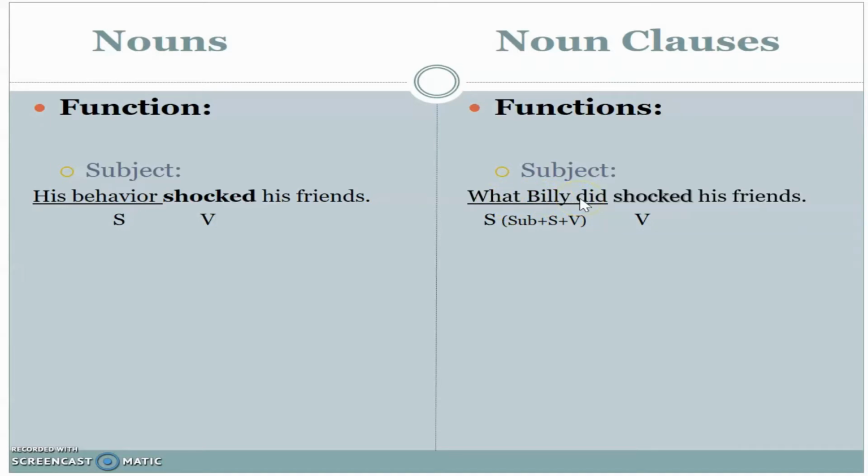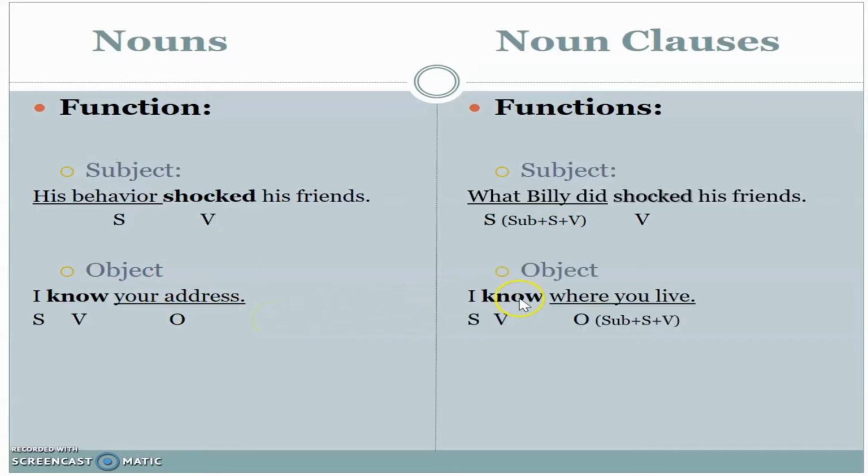So noun clauses have the same function in the sentence as any noun. It could be a subject, and it can be an object. In the sentence, I know your address, address is a direct object. The same applies to noun clauses. I know where you live has an independent clause, I know, and a dependent clause, where you live. In this case, the dependent clause where you live is the object.